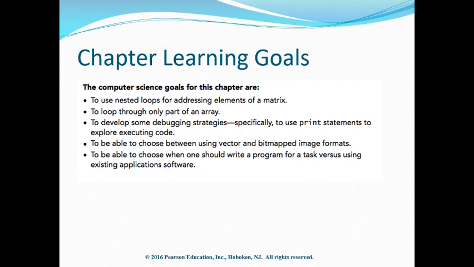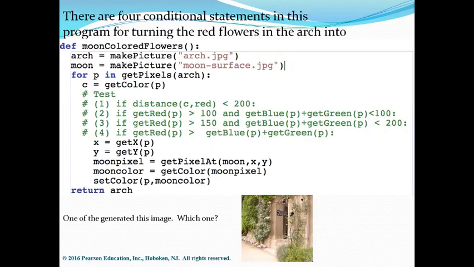The computer science goals are to use nested loops for addressing elements of a matrix, to loop through only part of an array, to develop some debugging strategies, specifically to use print statements to explore executing code, to be able to choose between using vector and bitmapped image formats, to be able to choose when one should write a program for a task versus using existing application software.